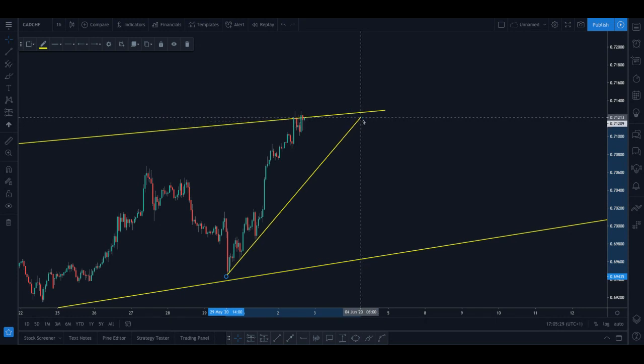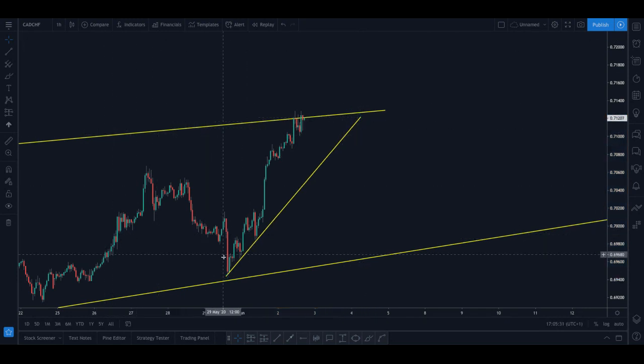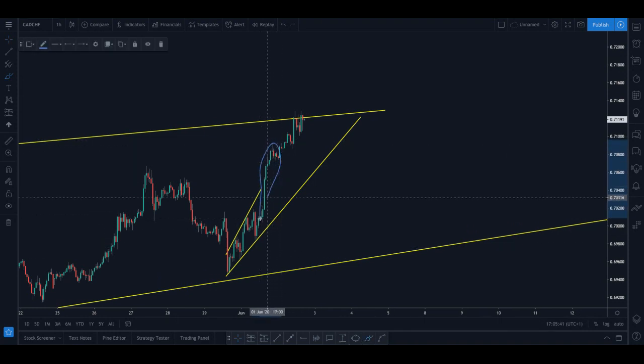So we've got this nice ascending structure like so. And what happened when price kicked off from this level? Just rocketed to the upside, like so. Very bullish for CAD-CHF.